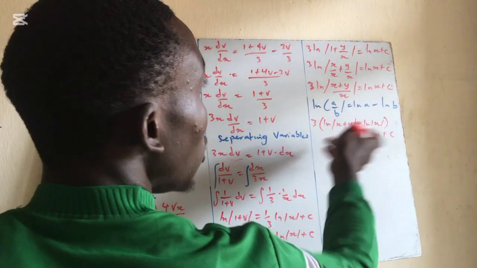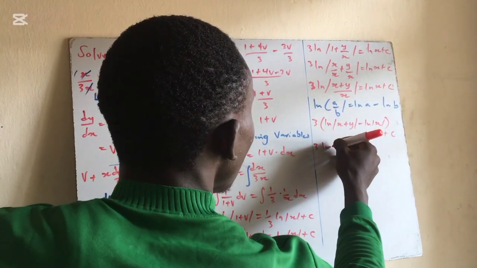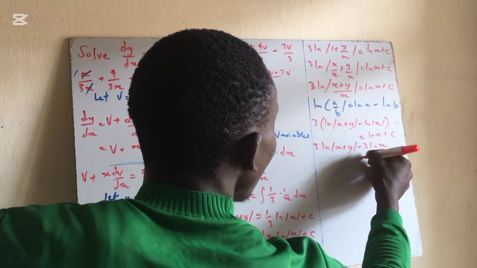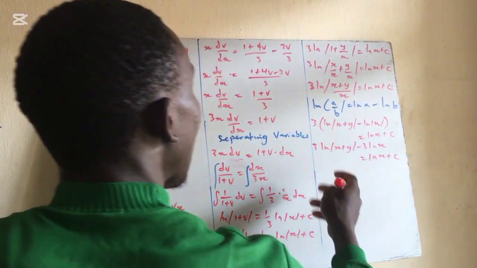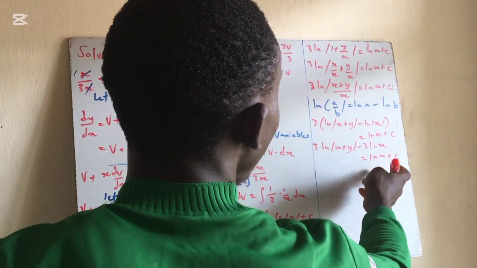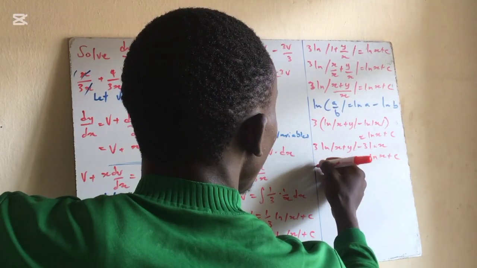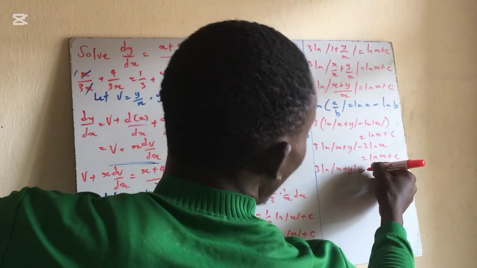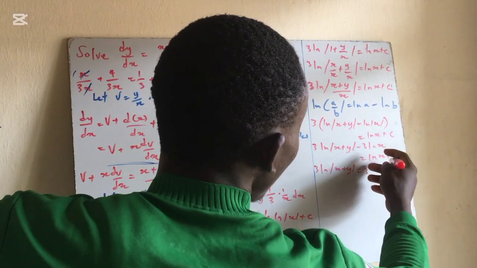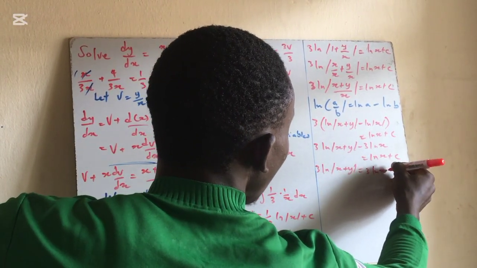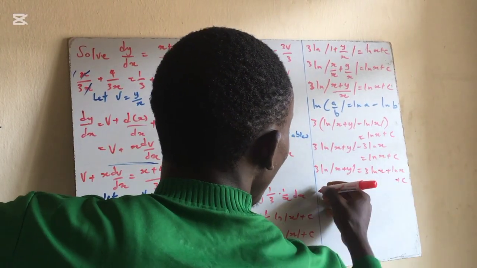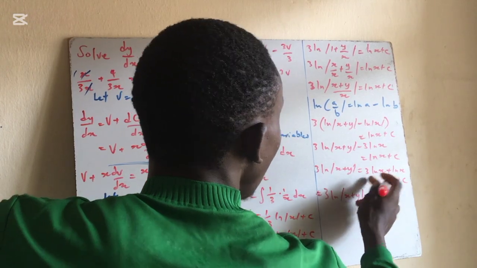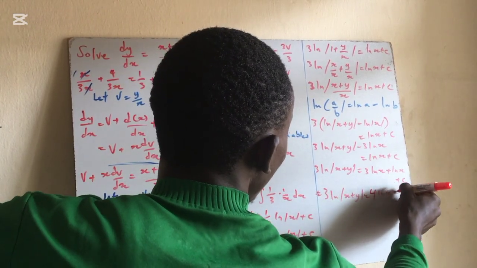So you can open the brackets. You'll be having 3 ln(x plus y) minus 3 ln x equals ln x plus c. And from there, you can see that 3 ln x and ln x are common, so you can bring them to the other side. So it will now be 3 ln(x plus y). If minus 3 ln x comes here, it's going to be plus. So that will be 3 ln x plus ln x plus c. So our final answer will be what? 3 ln(x plus y) equals 3 ln x plus ln x. That will be 4 ln x plus c.